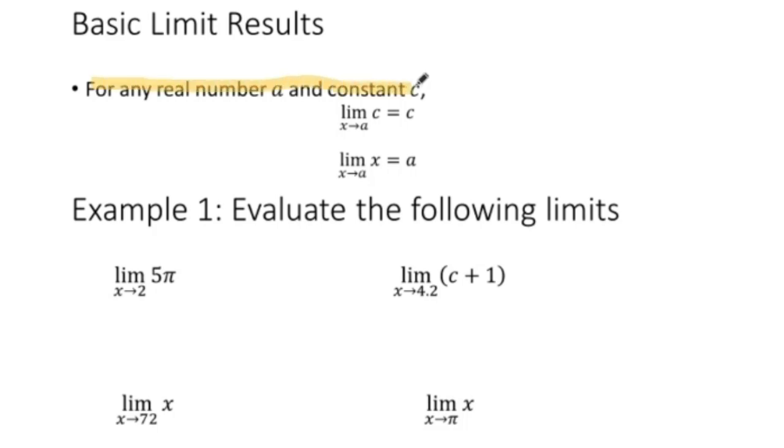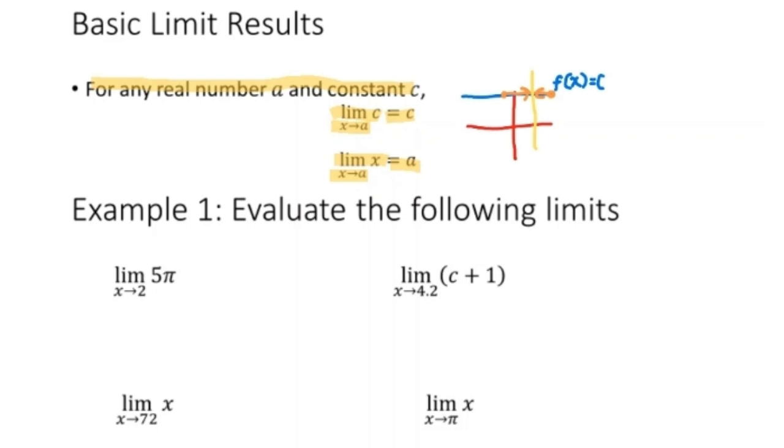For any real number a and a constant number c, the limit as x approaches a of c will equal c, while the limit as x approaches a of x will equal a. The reason why the first property holds true is that the constant function f of x equals c is a horizontal line. So no matter what our x value is approaching, as we trace from either side of x equals a, we are staying on the horizontal line. So f of x equals c will be approaching c because at every point the y component is c.